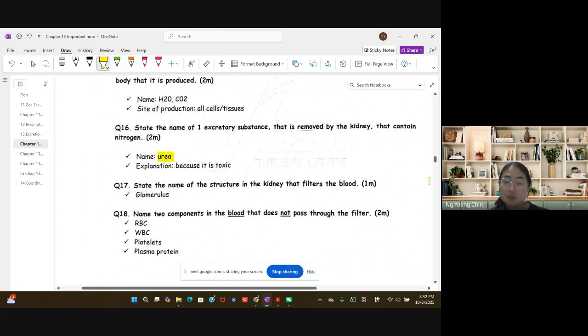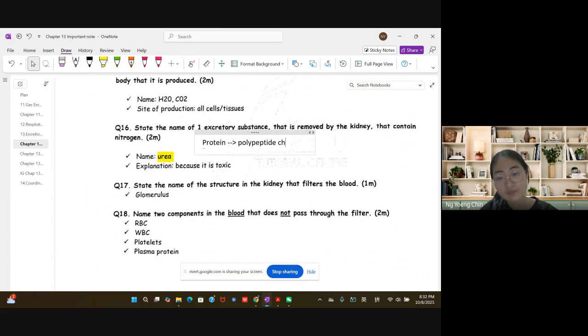Just remember that urea is the product after protein digestion. The pathway is something like this. Proteins are very large and complex particles, so they need to be further broken down. They become the polypeptide chain first, and after that they become the amino acids.